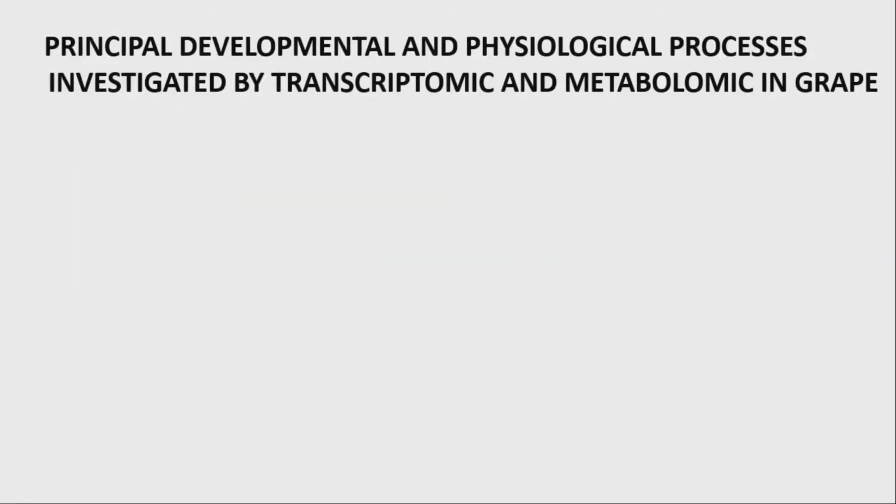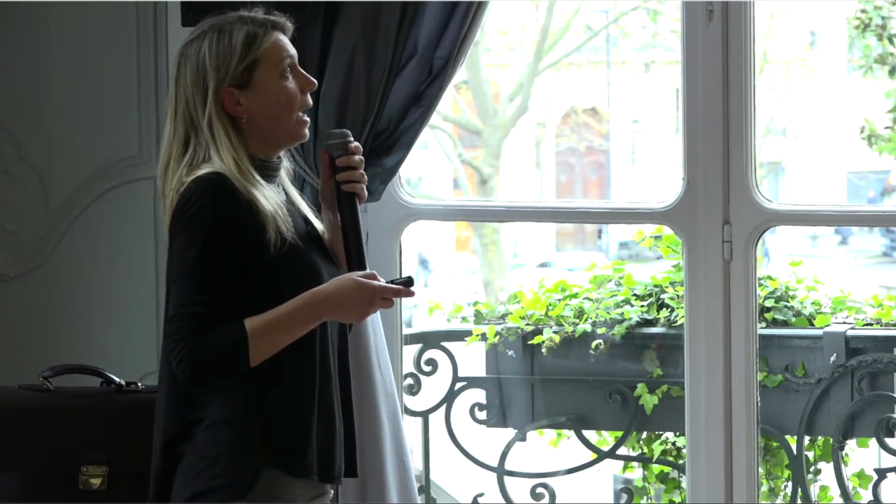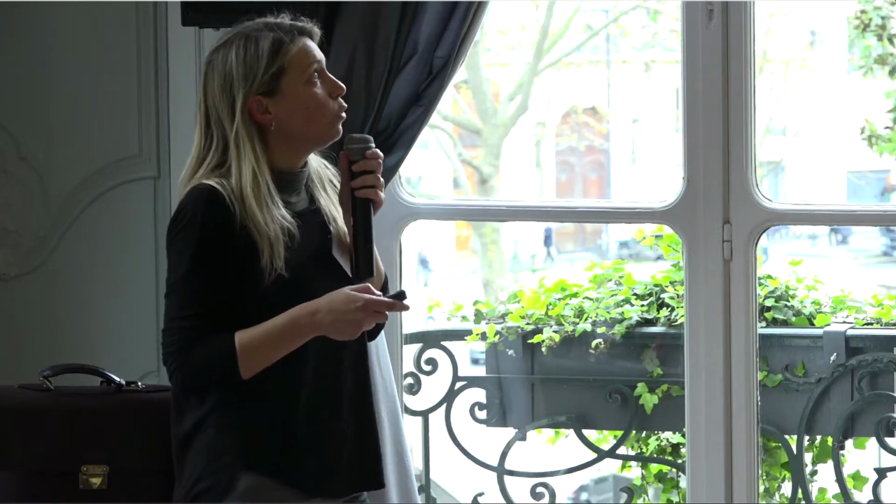What are the principal developmental and physiological processes analyzed by these approaches in grapevine? Of course, berry formation and ripening, so the entire developmental process of the berry, which could be divided into two distinct parts: berry formation before veraison and berry ripening after veraison. And also the responses of plants or of berries to biotic and abiotic stresses.